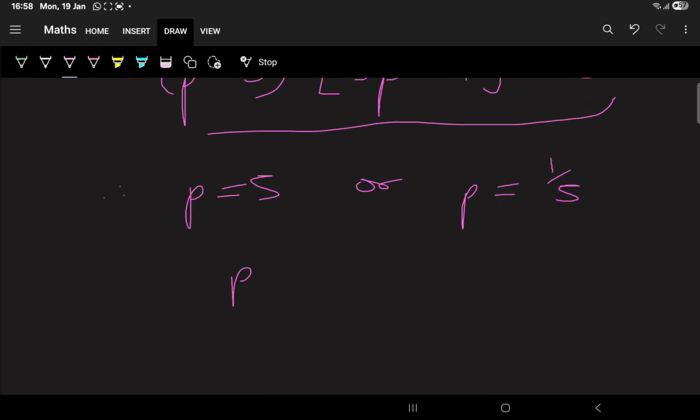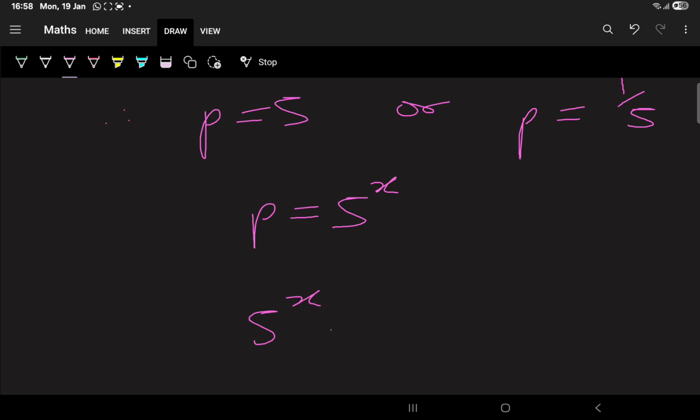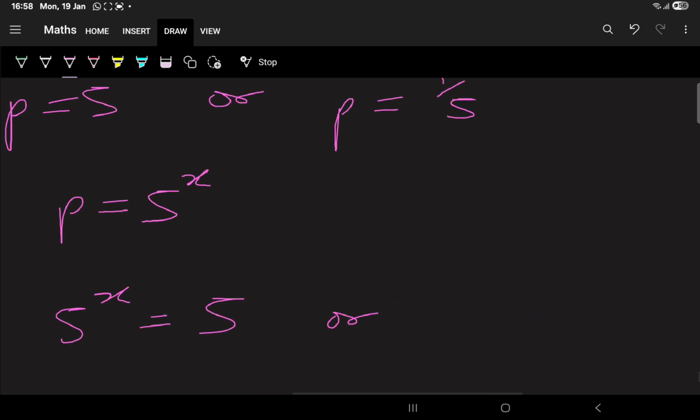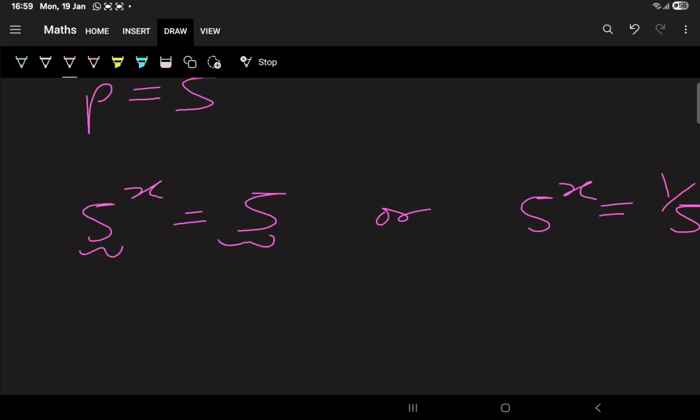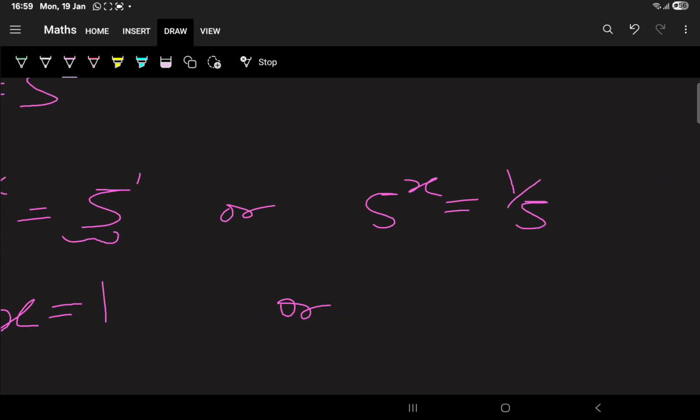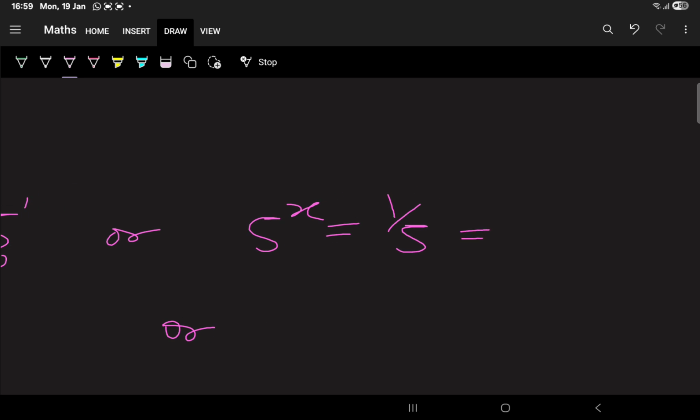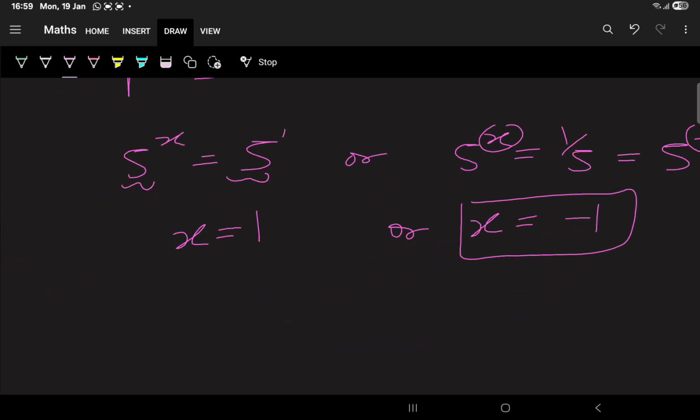Now remember, earlier on we said p equals 5 to the power of x. Therefore 5 to the power of x equals 5, or 5 to the power of x equals 1 over 5. Now the bases here are the same, so we equate the exponents, so x equals 1. On this side, I can transform this 1 over 5 to be 5 to the power of negative 1, equating exponents, x equals negative 1. So these are the solutions to this equation.